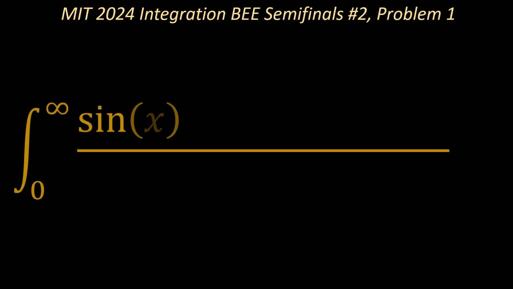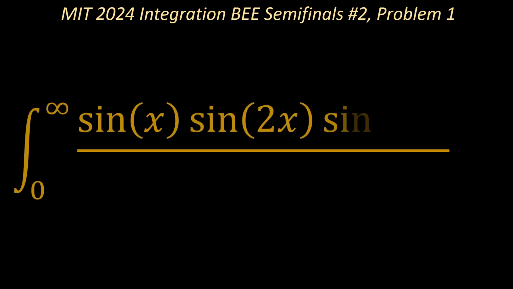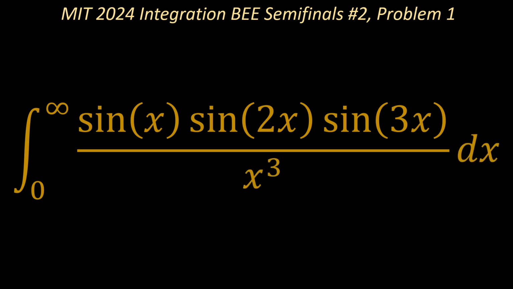Until now. So on to problem number 1 of the semifinals number 2 of the MIT 2024 Integration Bee, which is the definite integral from x equals 0 to x tending to positive infinity of sine x times sine 2x times sine 3x all over x to the power 3.